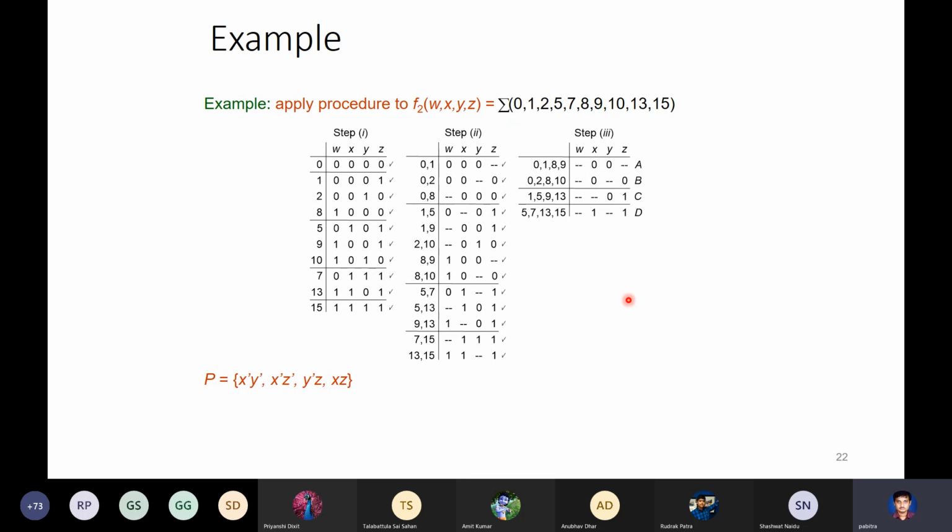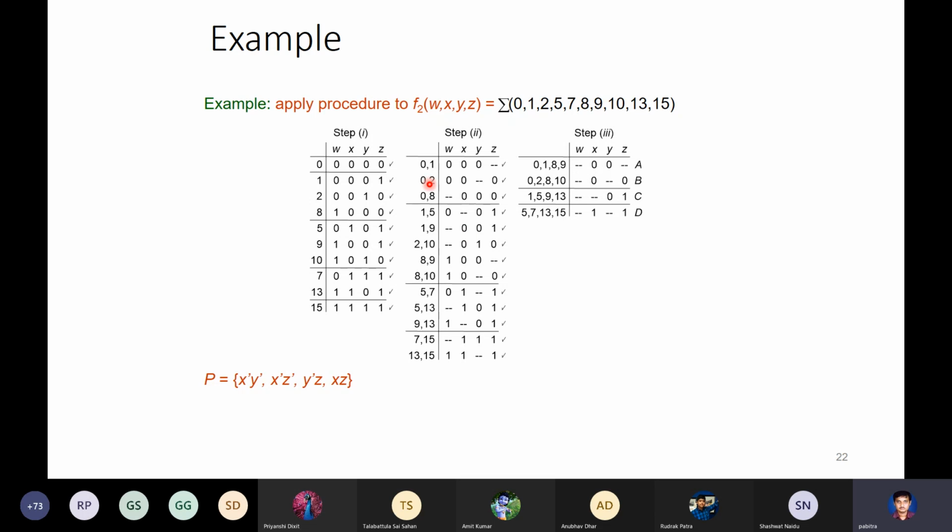Matching means, again I repeat, only one bit position differs, including hyphens. So 0, 1 matches with 8, 9. In W they differ. Okay, so I'll write down this matching pair 0, 1, 8, 9, and the corresponding 0 hyphen was there. So W is differing, so I'll put a hyphen in W also, and the rest I'll copy.